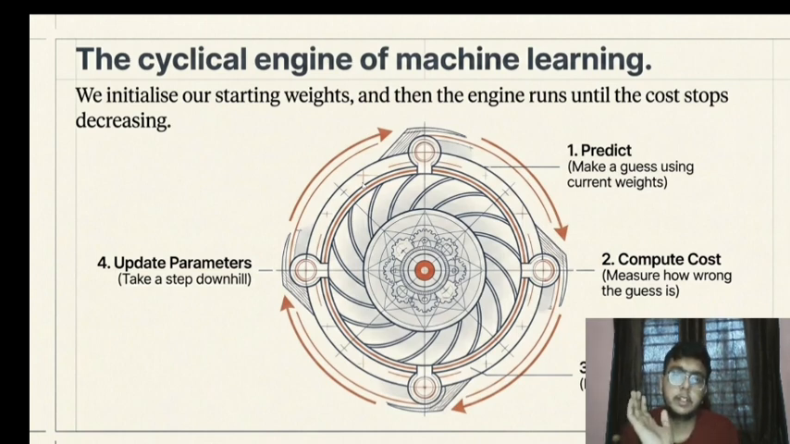The cycle of the machine learning engine is that we start from any value of w and b. Let's say I pick 5 as w and 3 as b, and I predict with this. Then I compute the cost function, meaning I measure how wrong the guess is. Then from this I compute the gradient and find the new w and new b. I update my parameters, then again predict, measure, compute cost, compute gradient, and update parameters. This cycle goes on until we reach the minimum, meaning the cost reaches very near to zero.